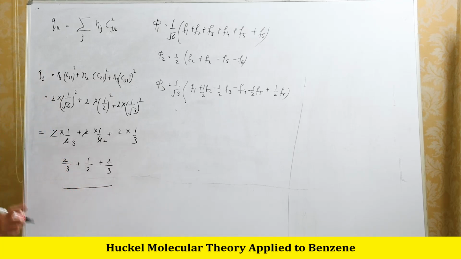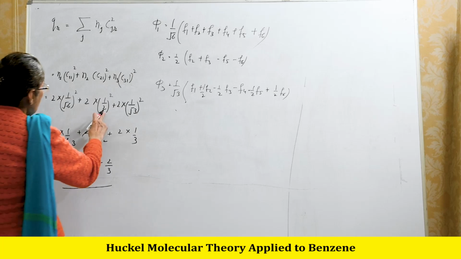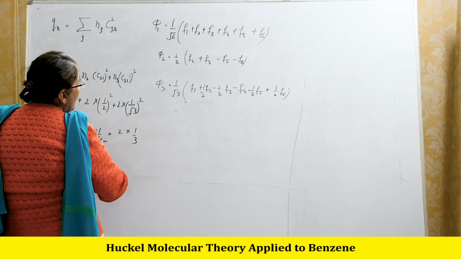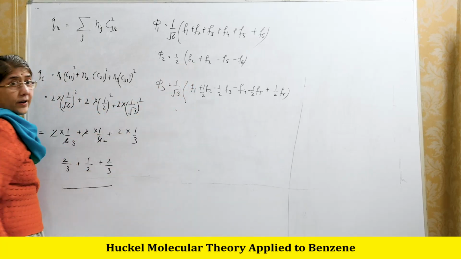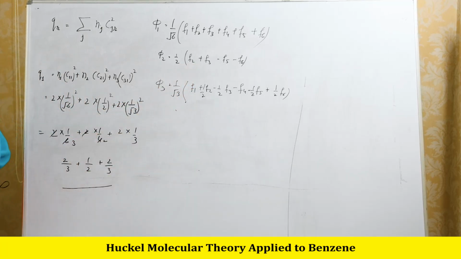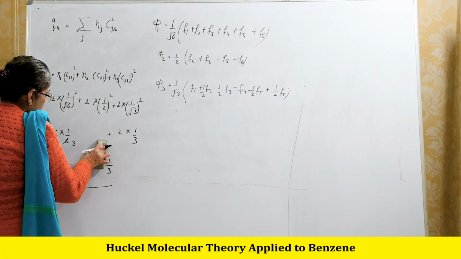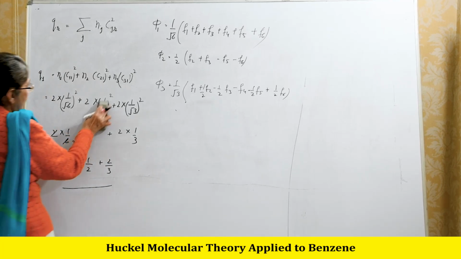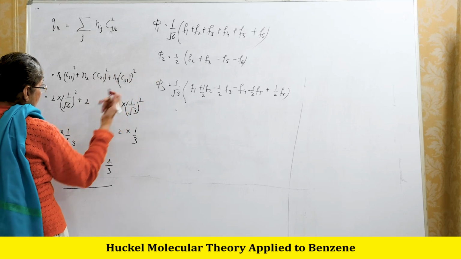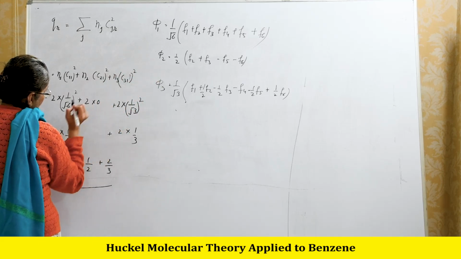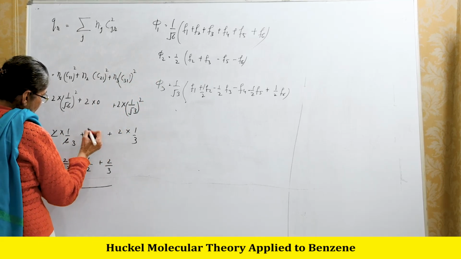Let me check. Something is wrong. 2 into 1 by 4. F1 is missing here. So it is 0. This first carbon atom has no contribution to the second orbital, so 2 into 0, so it is plus 0.